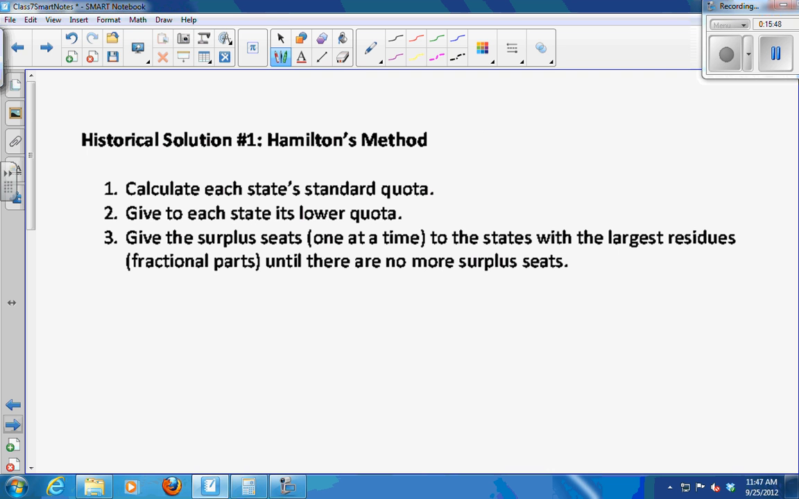So our first historical solution is called Hamilton's method, named after one of our founding fathers who invented it. Okay.